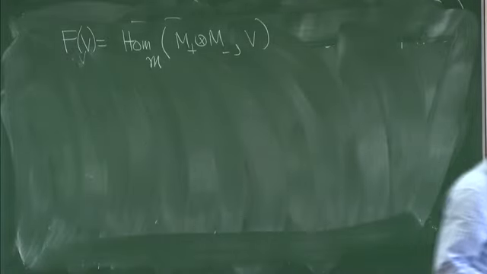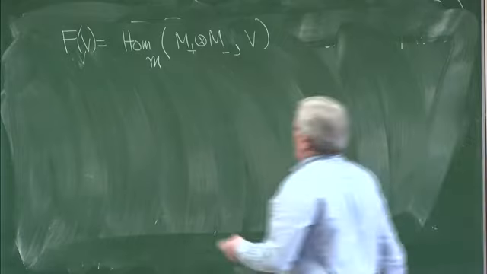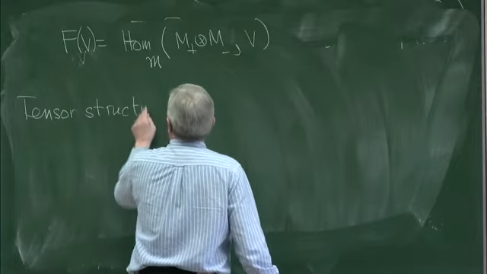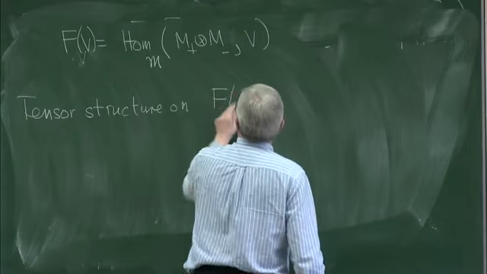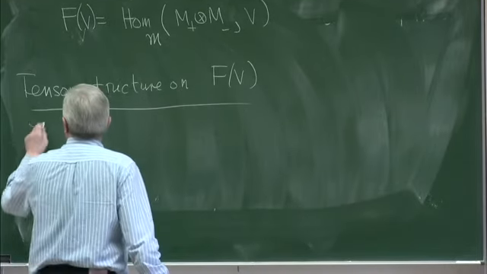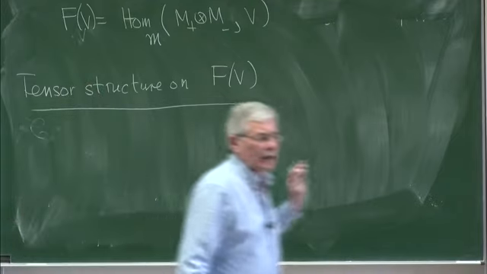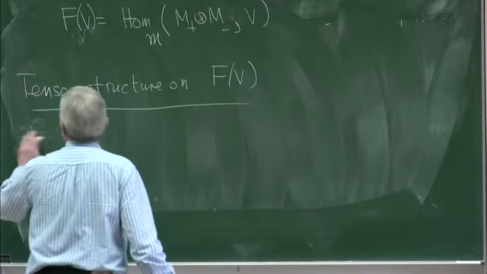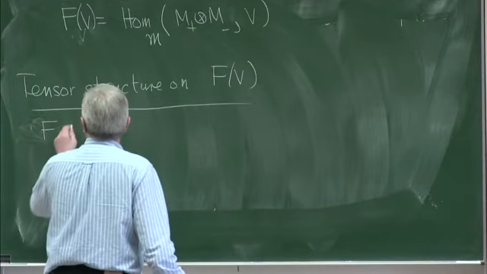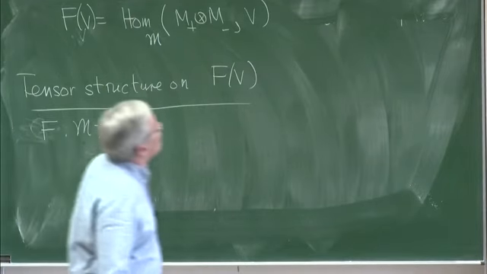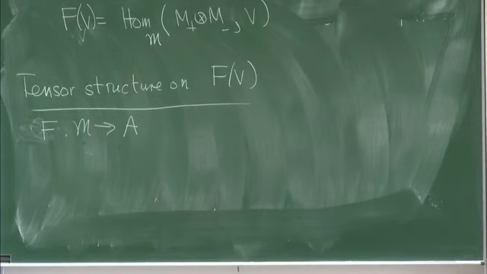Now, I need to tell you what I mean by a tensor structure. Let's just suppose we've got some C. Well, I'll just do it for the functor F. It's obvious that what I'm doing has a general definition, but I'm not going to give the general thing. So I've got this functor F from M into A. M is the Grothendieck category. A is the category of topological free K of H modules.